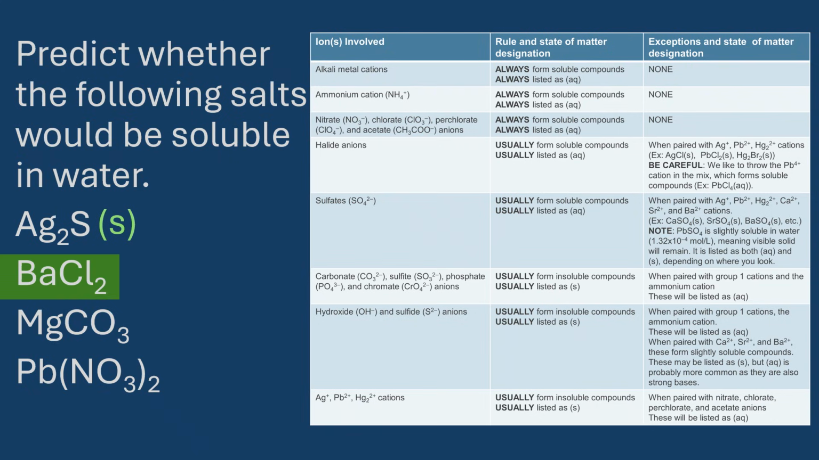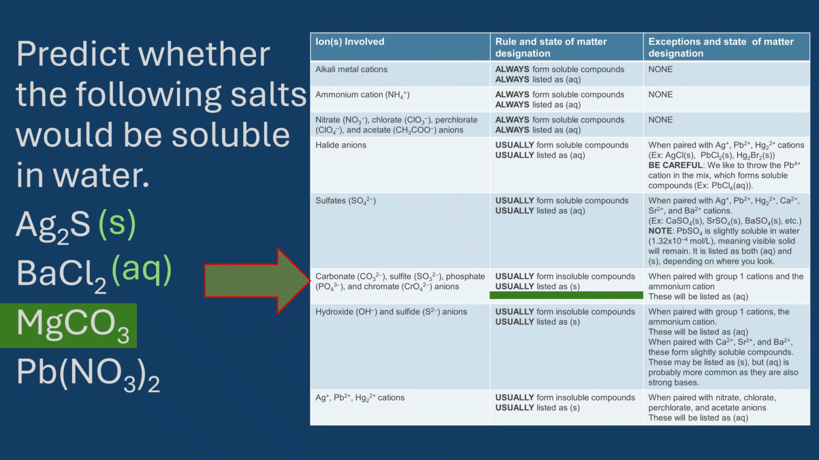For barium chloride, you'll find the halide rule, which states that most halides are soluble. There are some very notable exceptions to this rule that will show up lots of times on all of the exams and quizzes, but none of these exceptions are barium. So barium chloride would be soluble and therefore an aqueous compound. Most carbonates are going to be insoluble. The only exceptions are the always rule cations, so magnesium carbonate is insoluble and will remain a solid in solution.